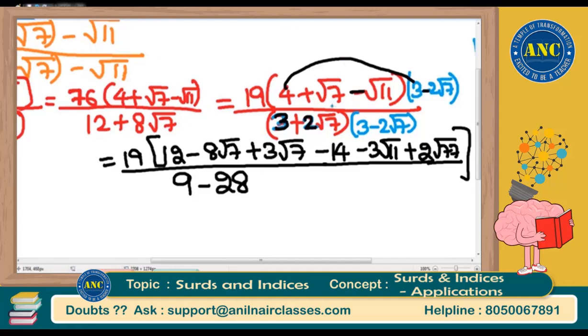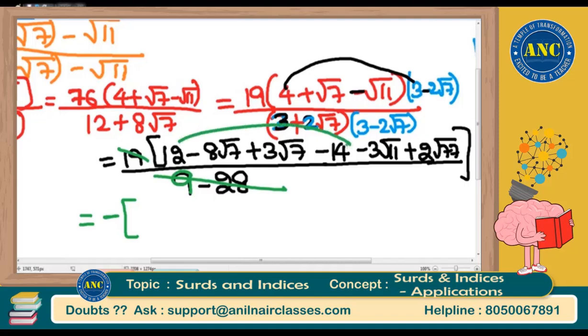Nothing different, but the only thing is because the coefficient of surds is not 1, it is taking a little extra step. Otherwise, you would have already got the answer. 9 minus 28 is minus 19, which cancels with plus 19. Remember, you have a negative sign in the numerator right now because 19 by minus 19 is minus 1. So I will keep that negative outside.